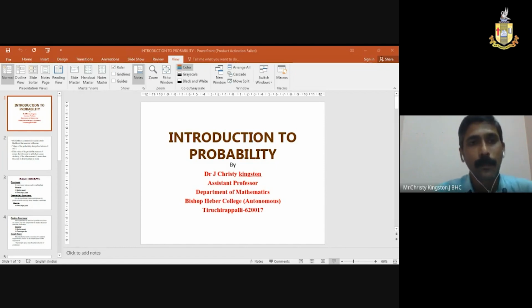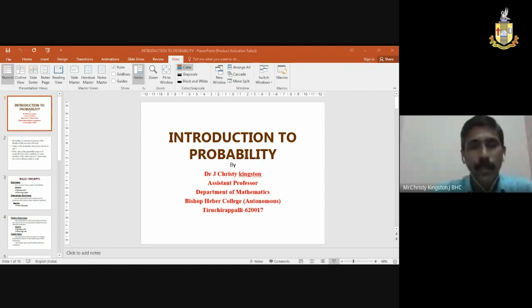Next one is the random experiment. What is random? Random means it may occur or it may not occur. It is an experiment in which all possible outcomes are known, but it is not possible to predict the exact outcome in advance. So we know the possible outcomes, but we cannot predict the outcome in advance. Here are some examples. First one is tossing a coin. If I toss a single coin, it may be head or tail, but we cannot predict the outcome in advance.